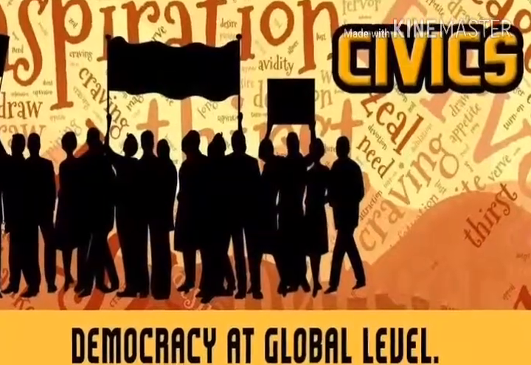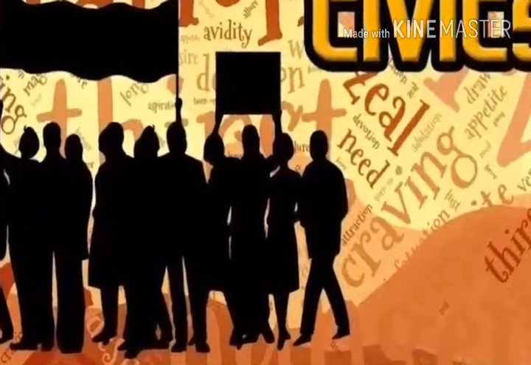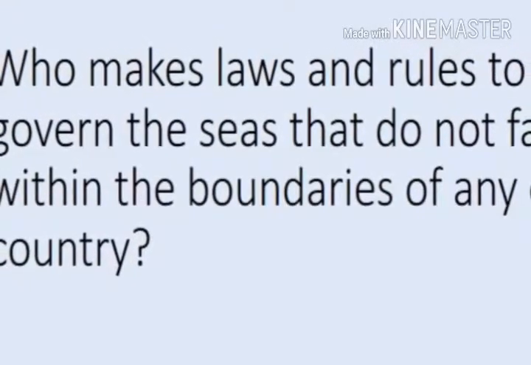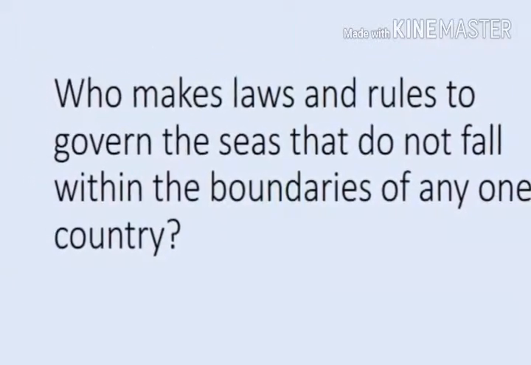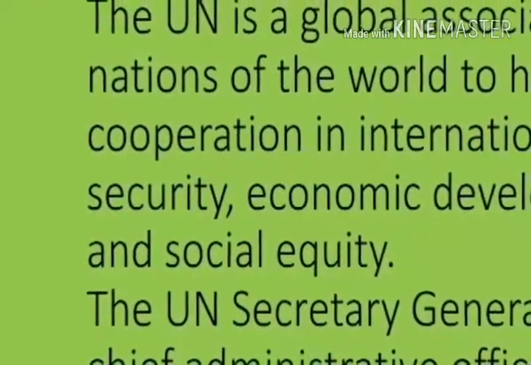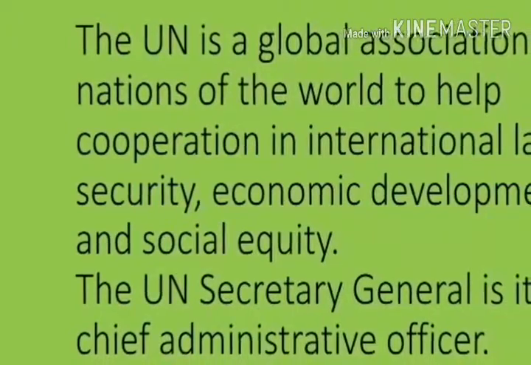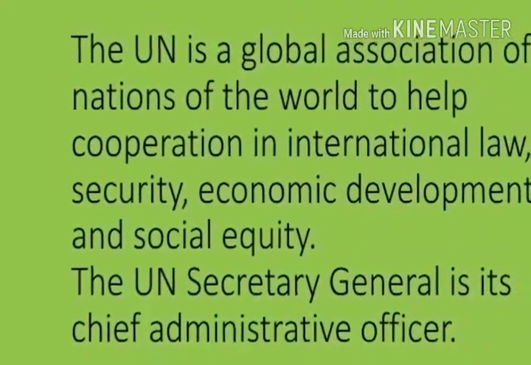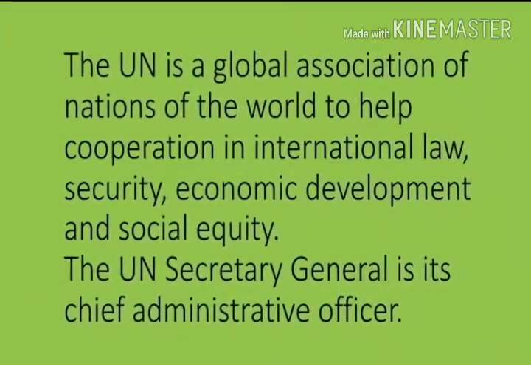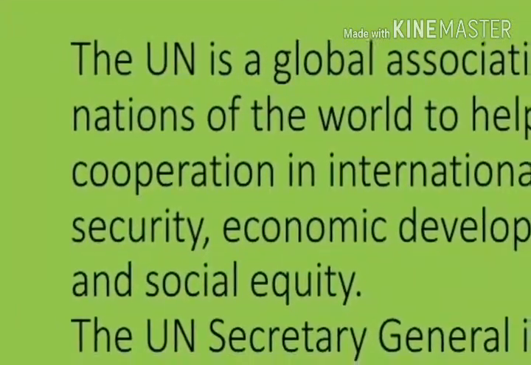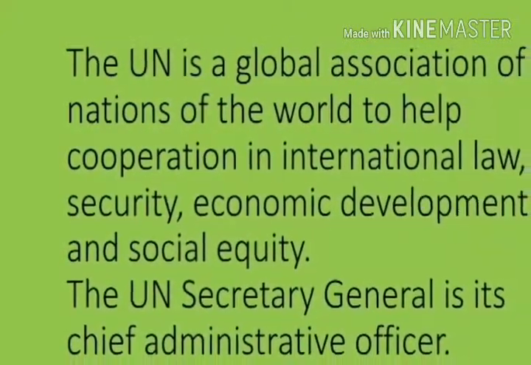Our next point is democracy at the global level. So first we raise a question: who makes the laws and rules to govern the countries that don't fall within the boundaries of any country? So student, the UN is a global association of nations of the world to help cooperation in international law, security, economic development, and social equity. Student, the UN Secretary General is its chief administrative officer.